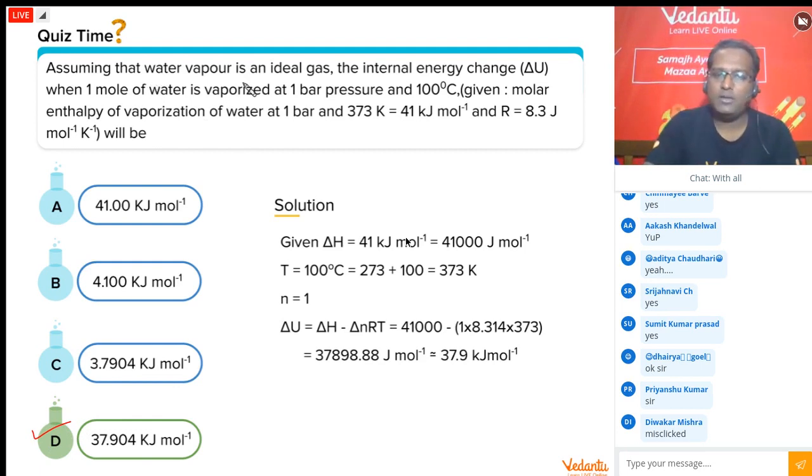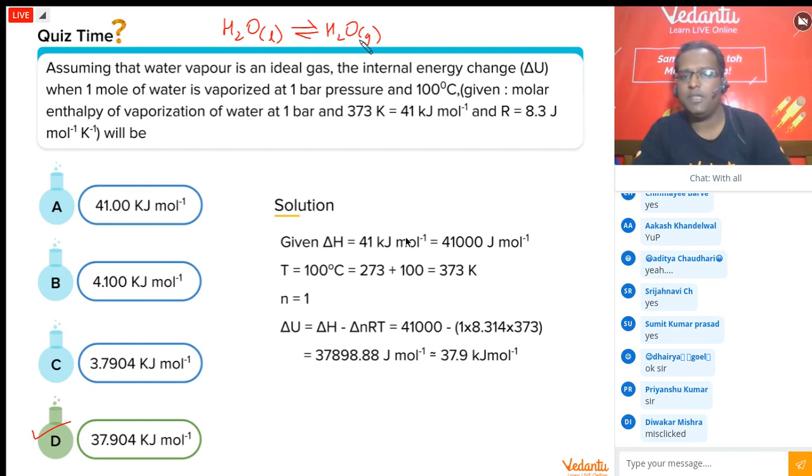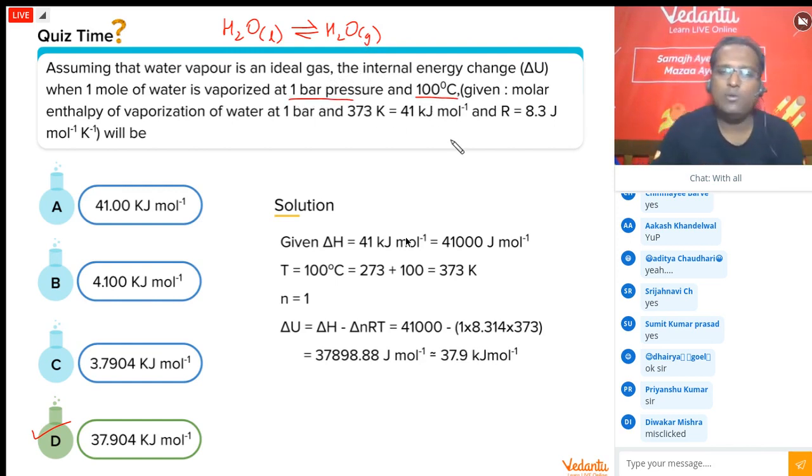Assuming that water vapor is an ideal gas, find the internal energy change when 1 mole of water is vaporized. Let me write down the reaction. This reaction is happening for 1 mole at 1 bar pressure, 100 degrees Celsius. Now, what is given to you? He has given you the molar enthalpy of vaporization, meaning the value of delta H. He is asking you delta U. Delta H equals delta U plus delta n_g RT.